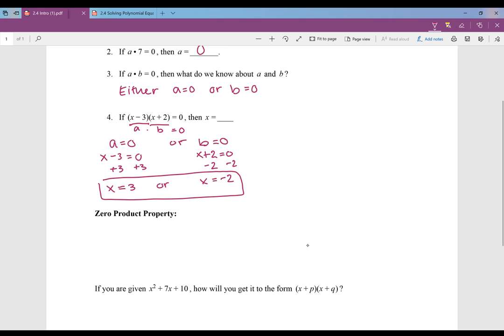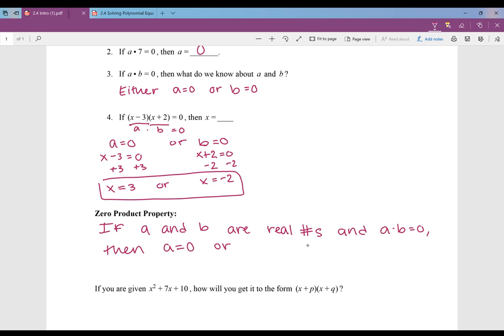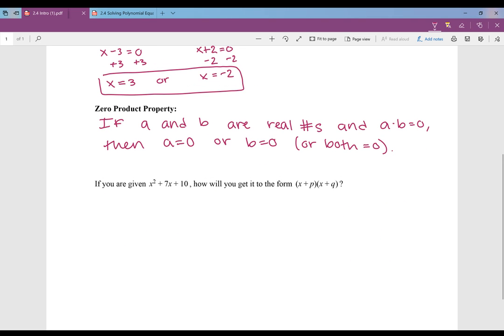So the zero product property is the property that we're talking about. It is: if a and b are real numbers and a times b equals 0, then a equals 0 or b equals 0. Or again, you could have both equal 0. Okay, so this is the property that we're going to be using today. And let's just look at one more thing.